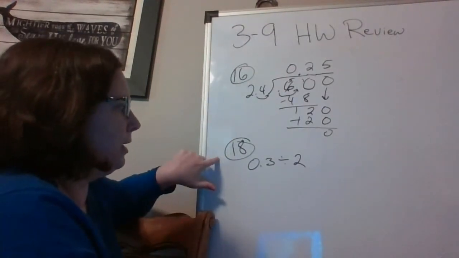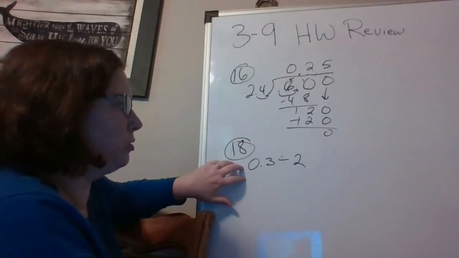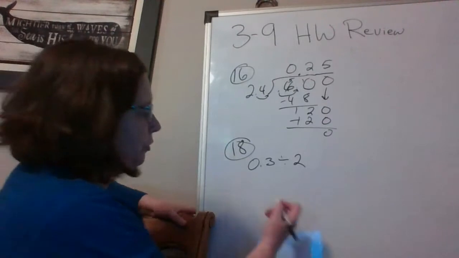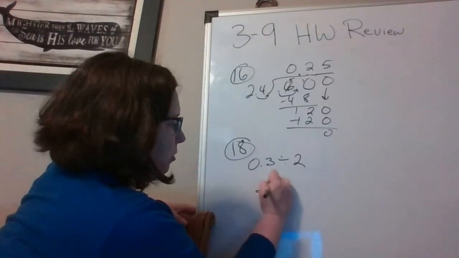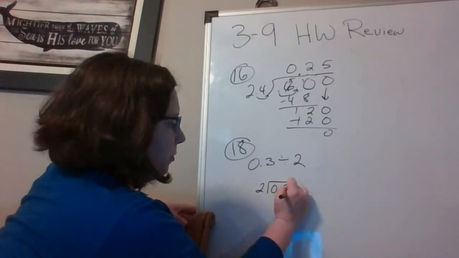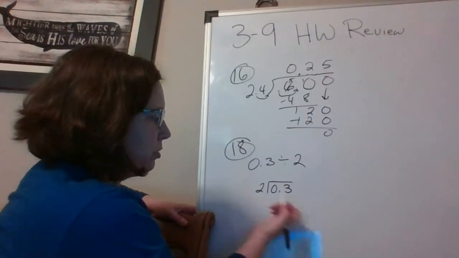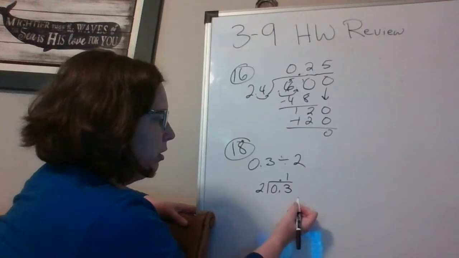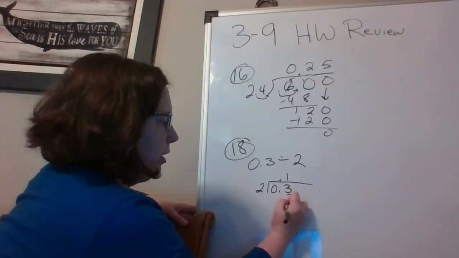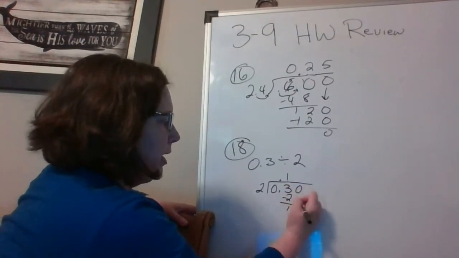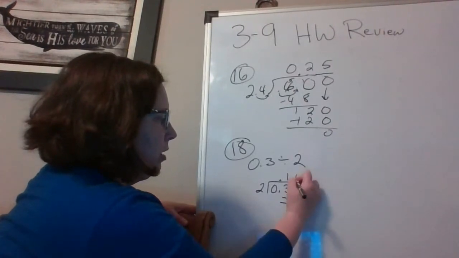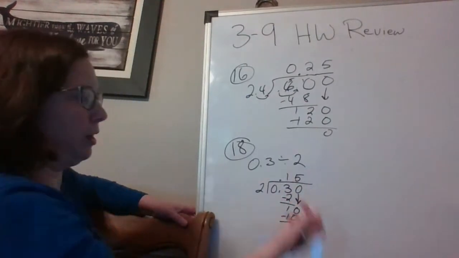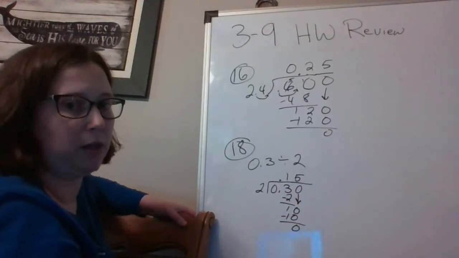Moving on to 18, this division problem was written horizontally. 3/10 divided by 2. So first we need to write that with a division bar. There's no decimal here, so we can go ahead, move our decimal straight up, and start our division. We would have a remainder, so we add a 0. And now we have no remainder, so our answer is 15 hundredths.